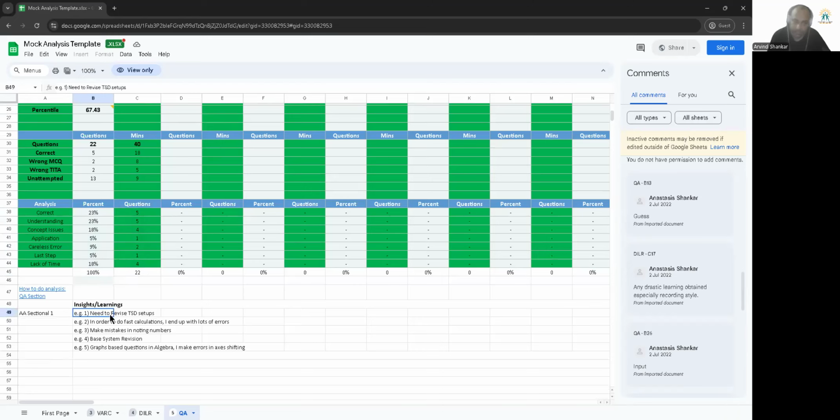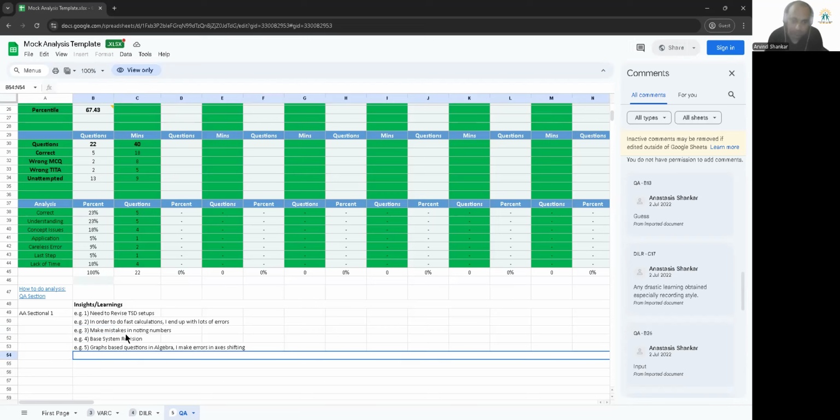Again, need to revise TSD setups. TSD setups, there are good number of TSD setups that you should be familiar with in order to fast calculation. मतलब बहुत सारे लोग वो कुछ फन करते ना, वैदिक मैथमेटिक्स, आई विल डू 3 डिजिट नंबर विथ 2 डिजिट नंबर, हम मेंटली ही कर देंगे, हम ये कर देंगे, वो कर देंगे. मत करना. बेस सिस्टम नहीं पढ़ा है या पीएनसी हमने छोड़ दिया. ग्राफ्स बेस्ड क्वेश्चंस इन अलजेब्रा, आई मेक एरर्स इन एक्सेस शिफ्टिंग, I make mistakes in noting numbers. Whatever sorts of errors you make, you can do all of this.